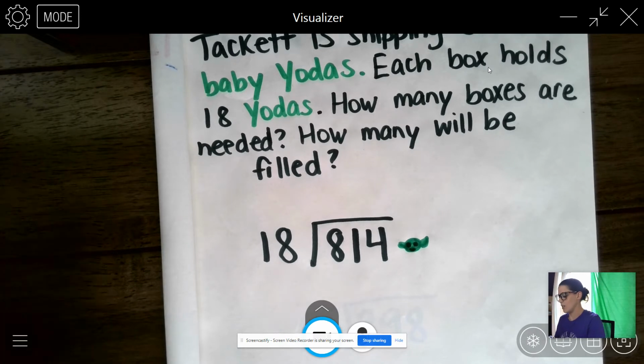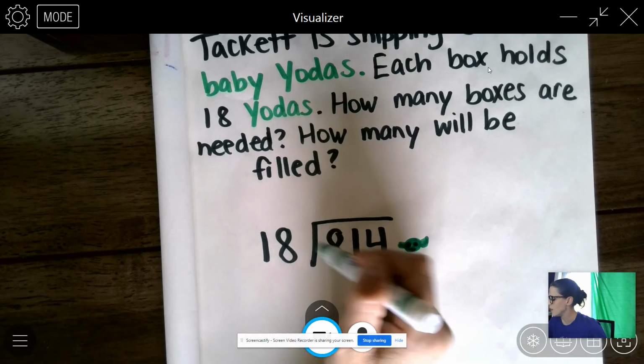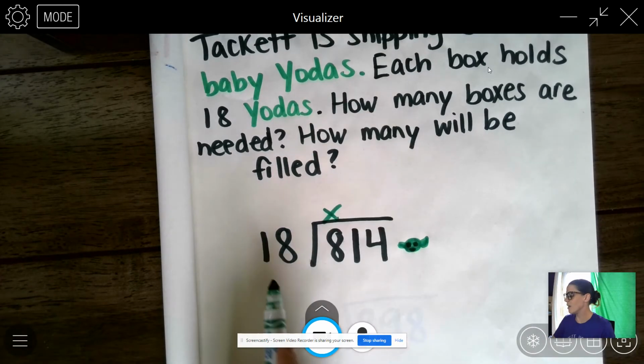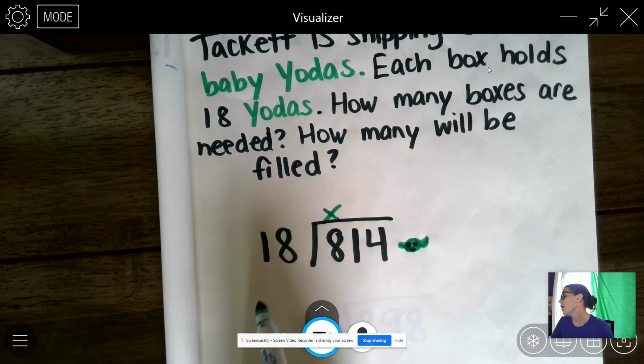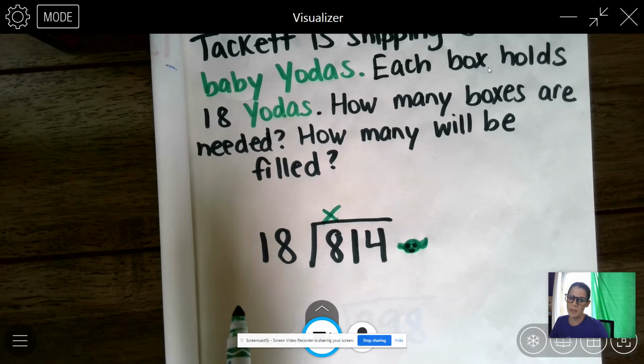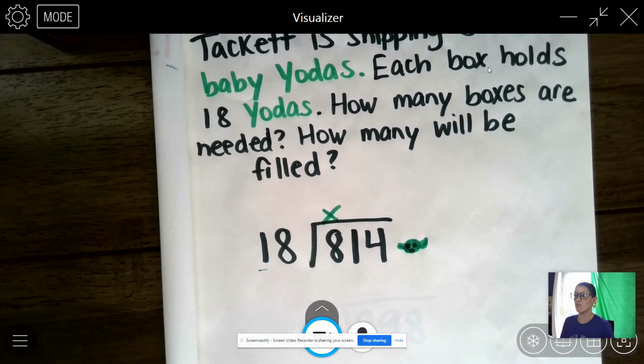All right, let's go ahead and tackle this problem. So I know already that my answer is going to have 2 digits in it. So I know 18 cannot fit into 8. 18 can fit into 81. So I'm not going to really do the Tackett trick for this one because 1 fitting into 81 doesn't really work.